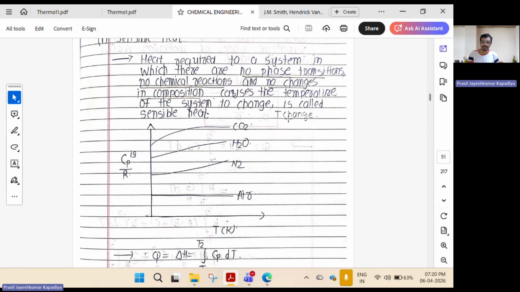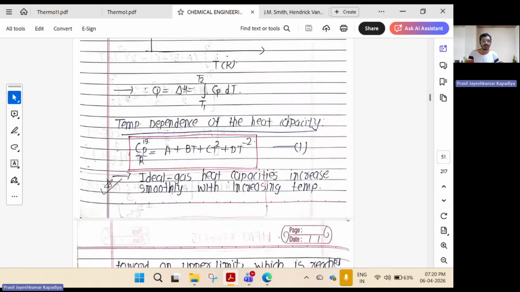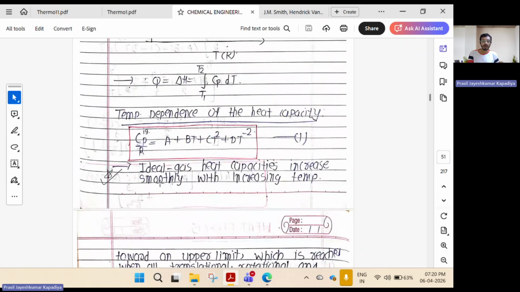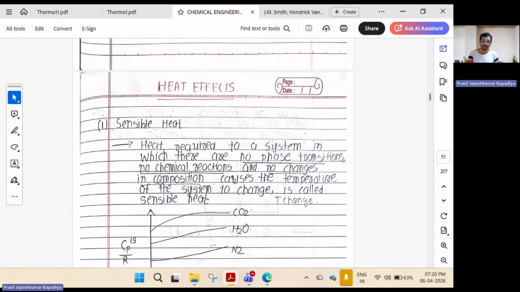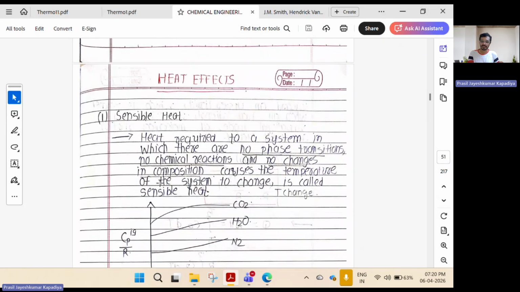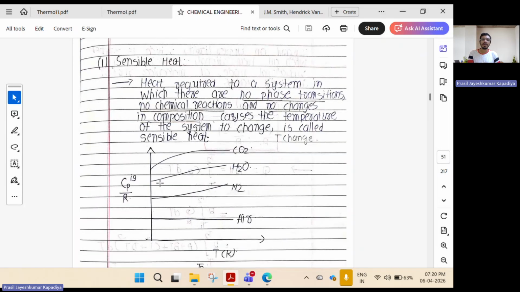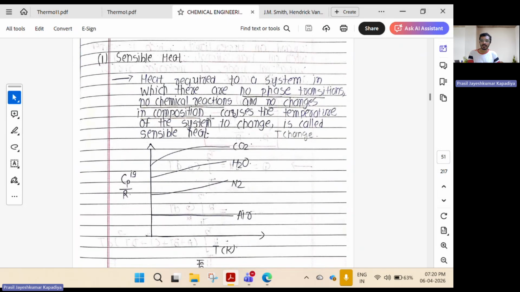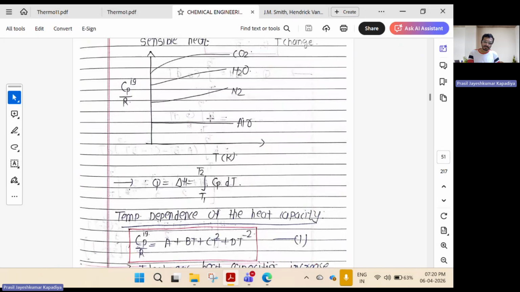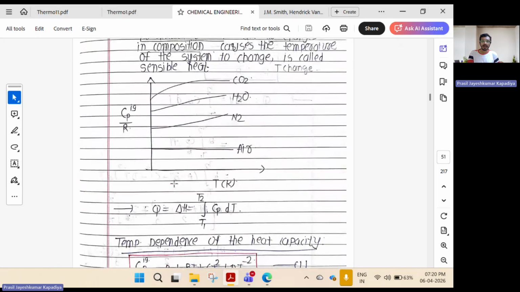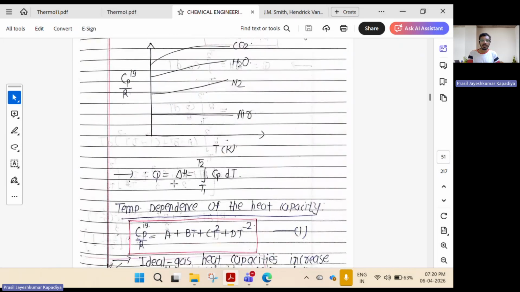Phase transition, so this is generally what we take. If it is in the liquid phase, it stays in the liquid phase. If it is in the vapor phase, it stays in the vapor phase. So no composition change, no chemical reactions occurring. So Q is equal to delta H, which is equal to the integration from T1 to T2 of CPdT.